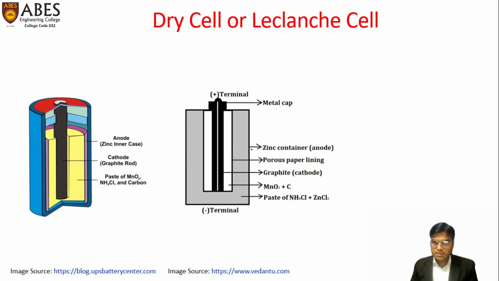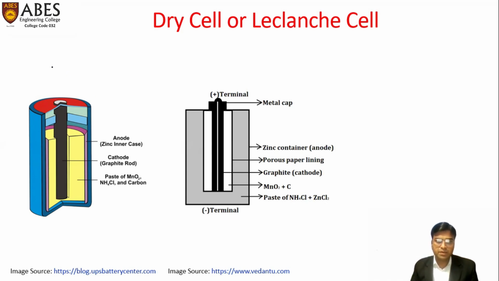Here, the zinc container works as anode. It's shaped as a container for keeping the electrolyte. At the center, the graphite rod works as cathode. This cathode is surrounded by an electrolyte, this MnO2, ammonium chloride, and zinc chloride. These work as electrolyte, and some amount of starch is added to make the electrolyte thick like paste. To prevent its leakage, the cell is enclosed in a polypropylene cylinder.